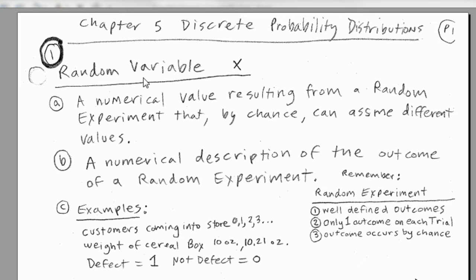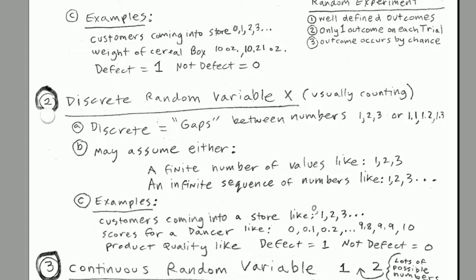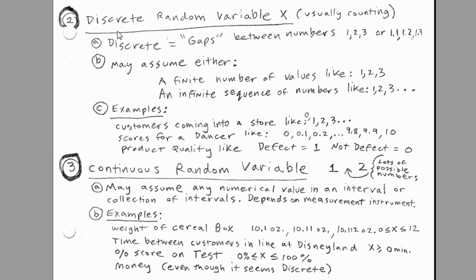Now, we're going to have two types of random variables. Let's scroll down. We've got to talk about being polite. You have to be very discreet. No, discrete random variable, that's x. That just means we're usually counting. Discrete numbers have gaps. So 1, 2, 3, or 1.1, 1.2, 1.3.